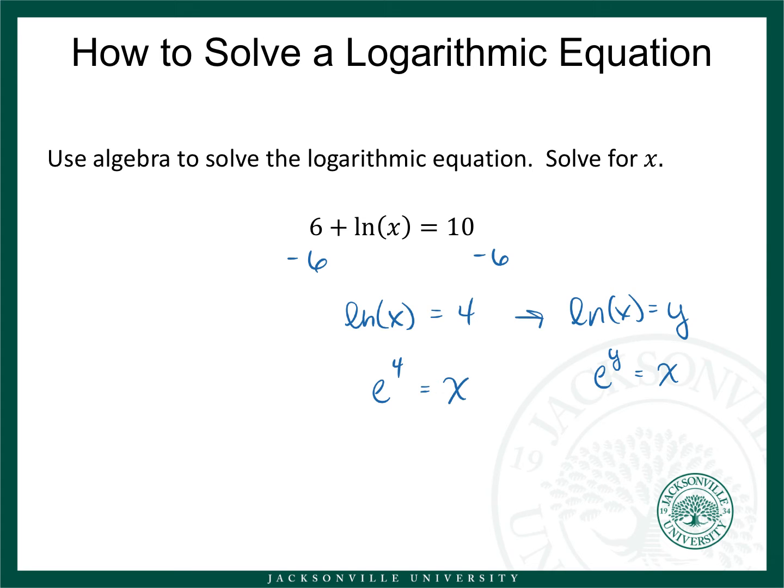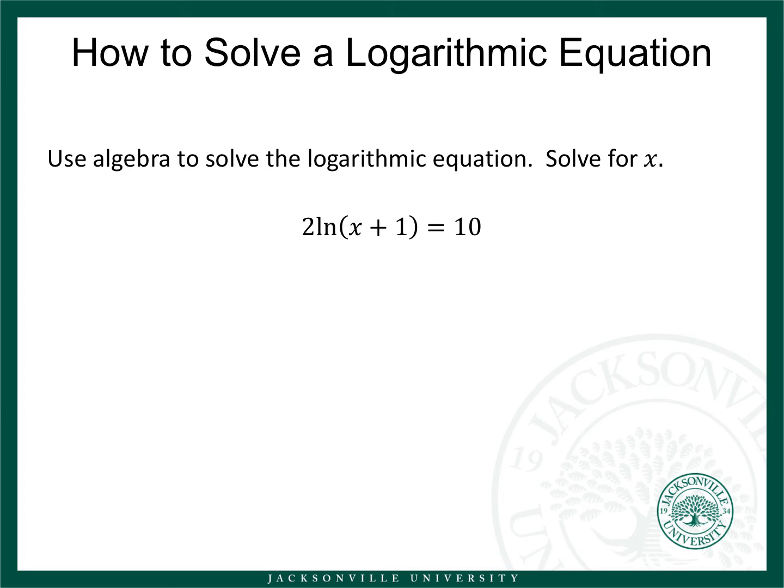So here, this tells us that x is equal to e to the fourth, and you can actually type this into your calculator to get an approximation. If we take it out to 2 decimal places, x is approximately 54.60.